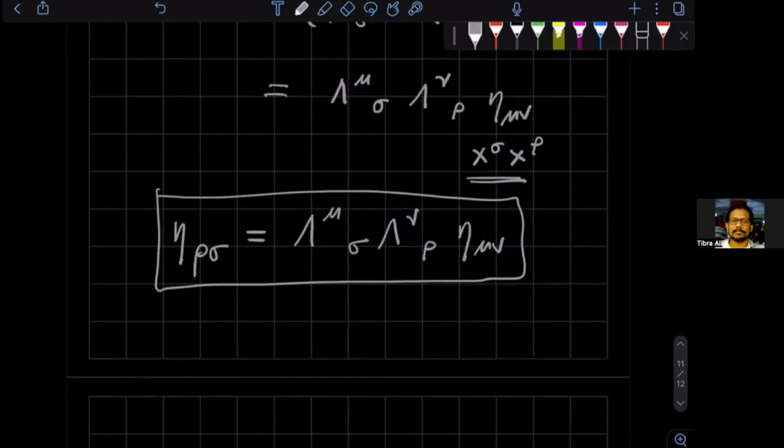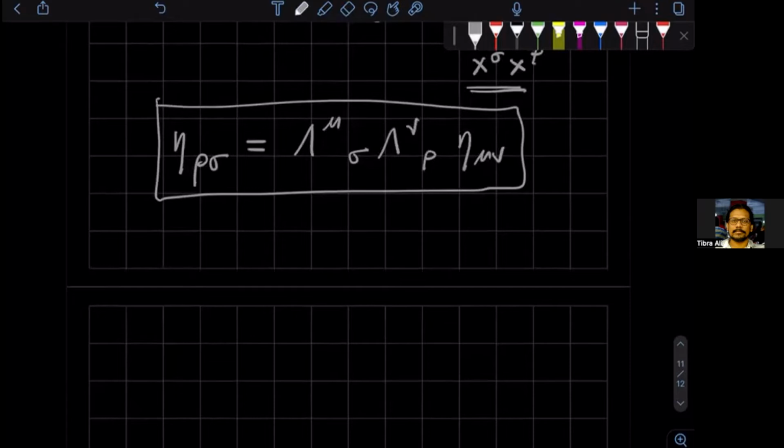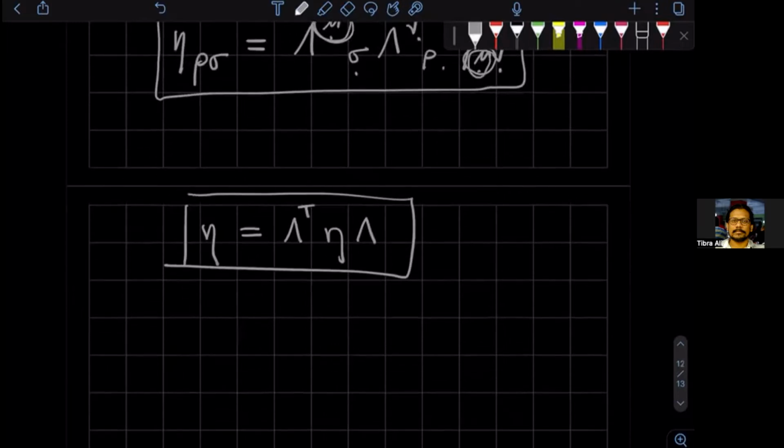Okay, so if I want to express this as a matrix, let me introduce the matrix eta. Then, if you look at this, it's row column, row column, row column. So I have this, this, and this, but you see that this row is being contracted with the row here. That means I have to put a transpose here, right? So this is the condition that the Lorentz transformations have to satisfy.